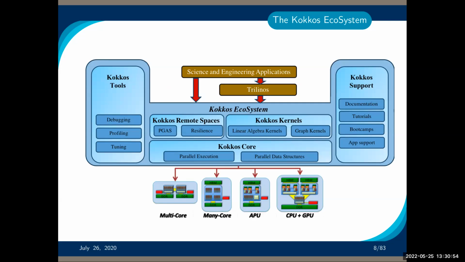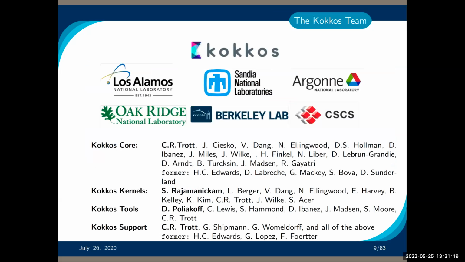So here's what the ecosystem looks like. If you look at the core, there's parallel execution and parallel data structures. Around that we have linear algebra kernels and graph kernels. We also have debugging, profiling and tooling built in, and lots of documentation. There are tutorials, we do boot camps, and we do support, a lot of which we do over Slack. Again, we're across a bunch of national labs.